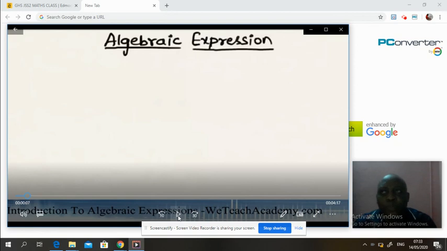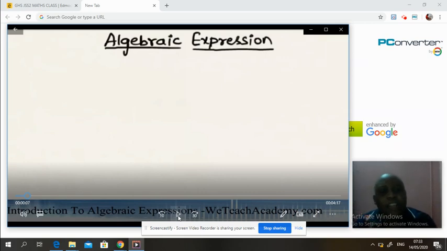When you talk about an expression, you are talking about a mathematical statement that does not have an equals to sign. In one of those classes, when we did simple equations and solving equations, I was able to explain the difference between an expression and an equation. An expression is a mathematical statement that does not have an equals to sign, while an equation is a mathematical statement that has an equals to sign.